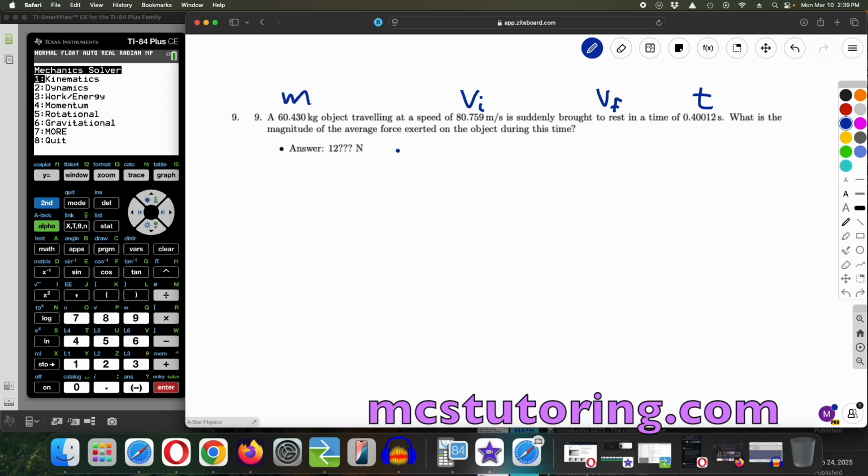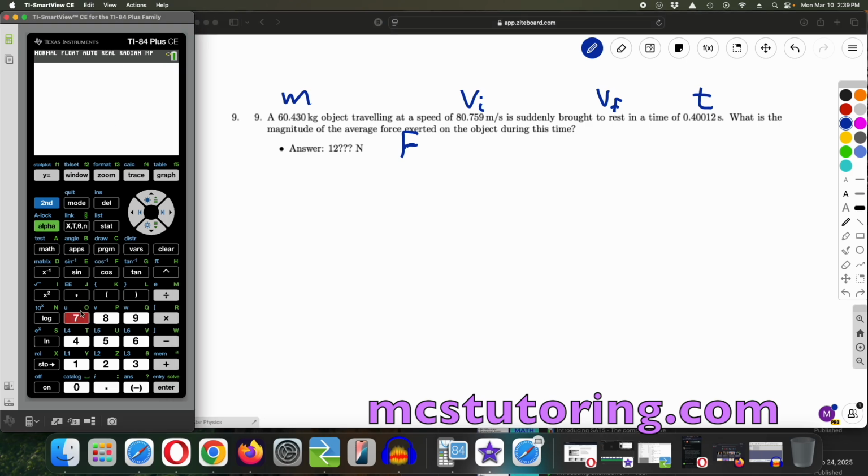What's meant to, excuse me, the average force exerted on the object during this time. We got an F there. So what we've got to do is go to the More menu here. And then I think this is impulse, because I think that deals with forces like this. And we're pushing it, so that's F equals ma. So we want to solve for the F.